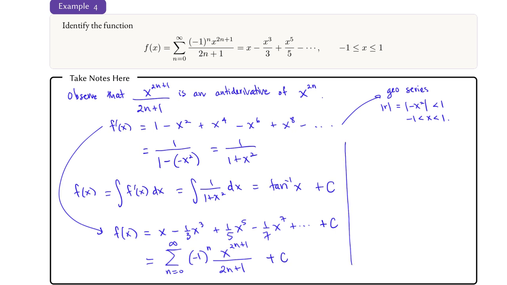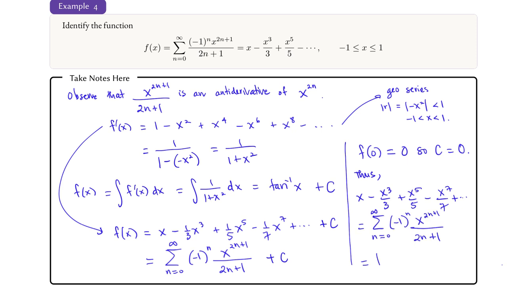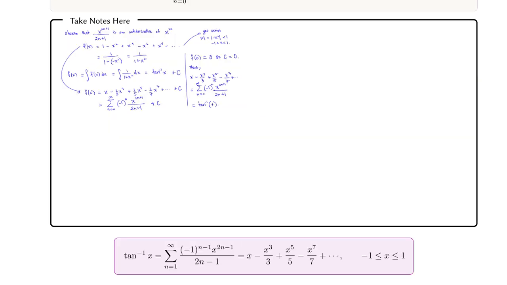It is true that when x equals 0, f of 0 is 0. So we plug 0 into the function f of x to get c equals 0, because 0 plus c equals 0. So c is 0. And so the series x minus x cubed over 3 plus x to the 5th over 5 minus and so on is the sum, n going from 0 to infinity, of alternating x to the 2n plus 1 over 2n plus 1, and this is tangent inverse of x.